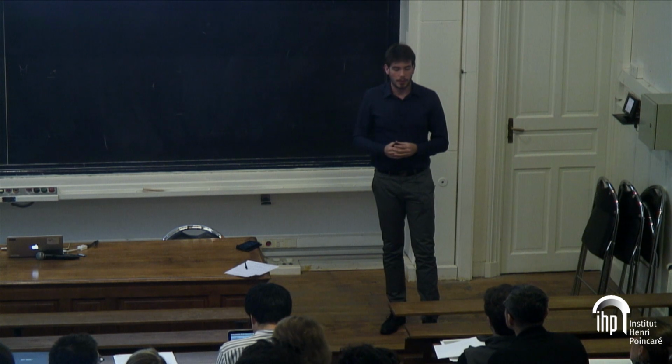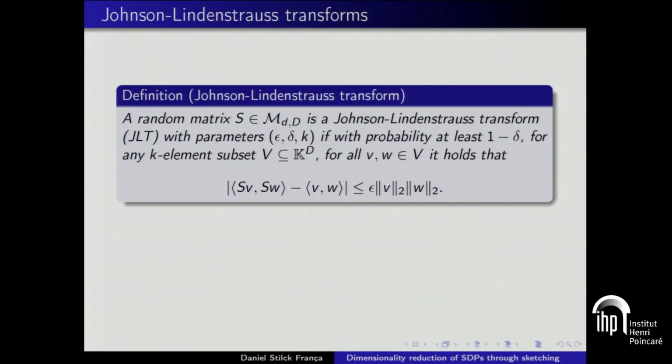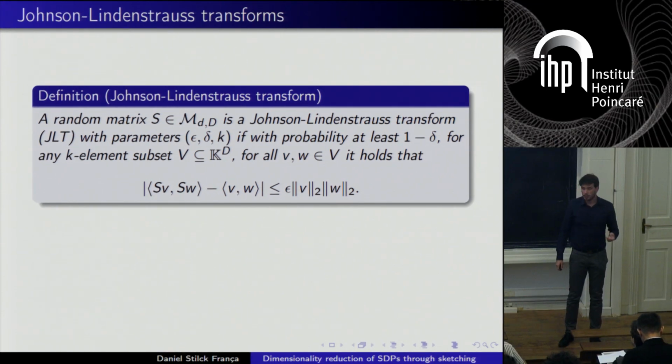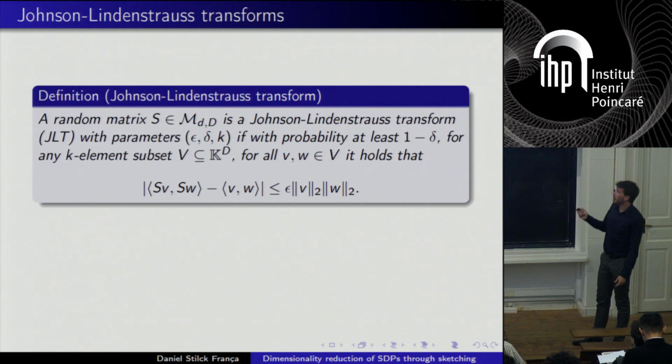The main technical tool we will need now to sketch the SDPs are Johnson-Lindenstrauss transforms. What are these? These are just random matrices which, with high probability, preserve the scalar product between elements of some k-element subset of R^D or C^D. So what are we saying here? The scalar product between vectors is essentially preserved up to this epsilon.